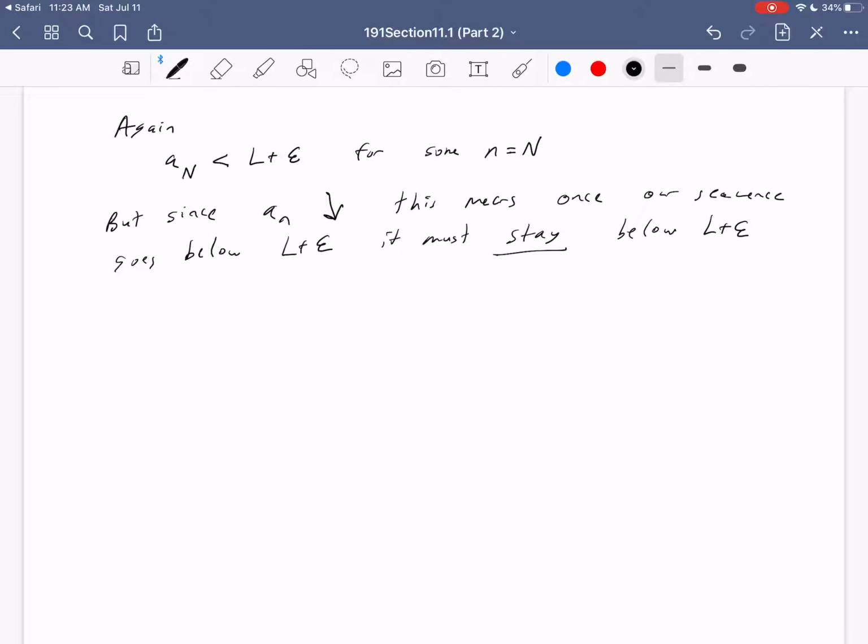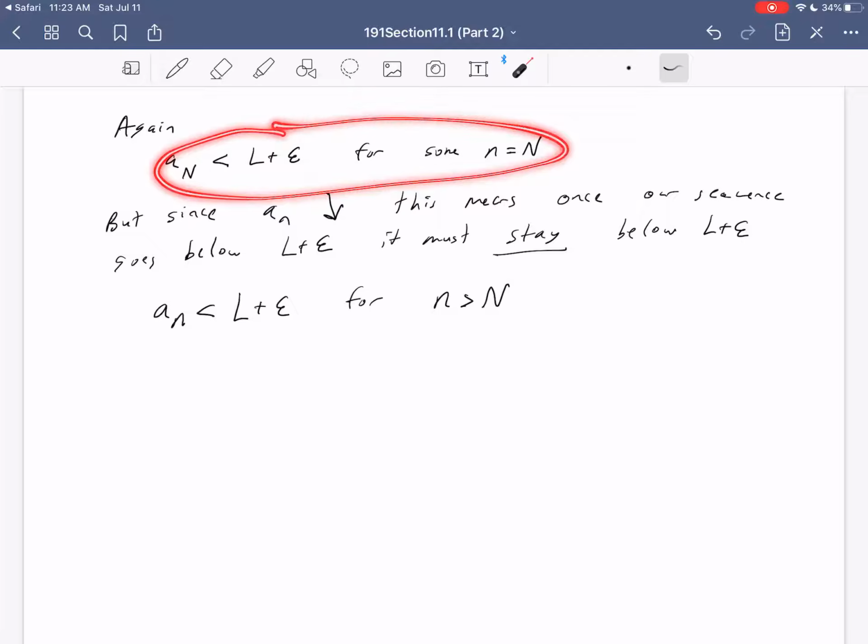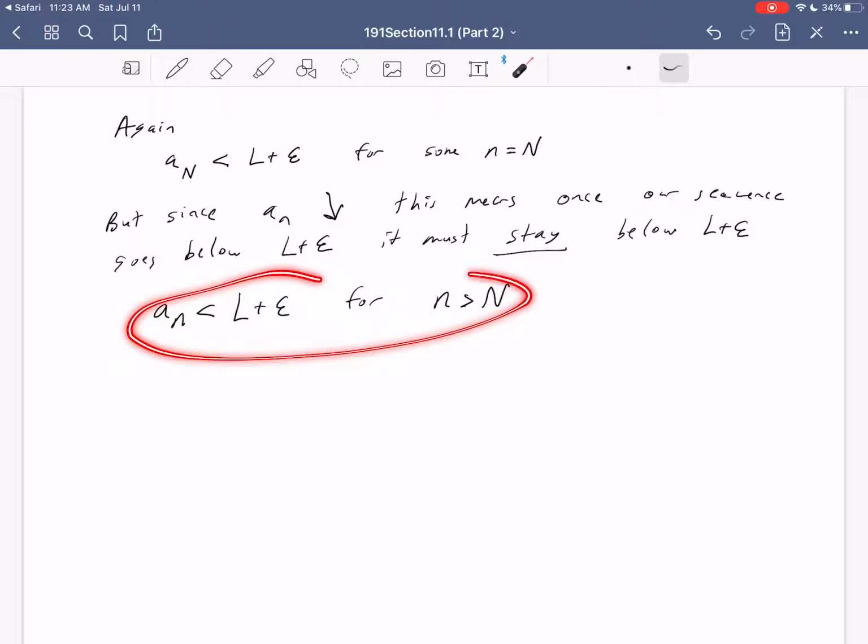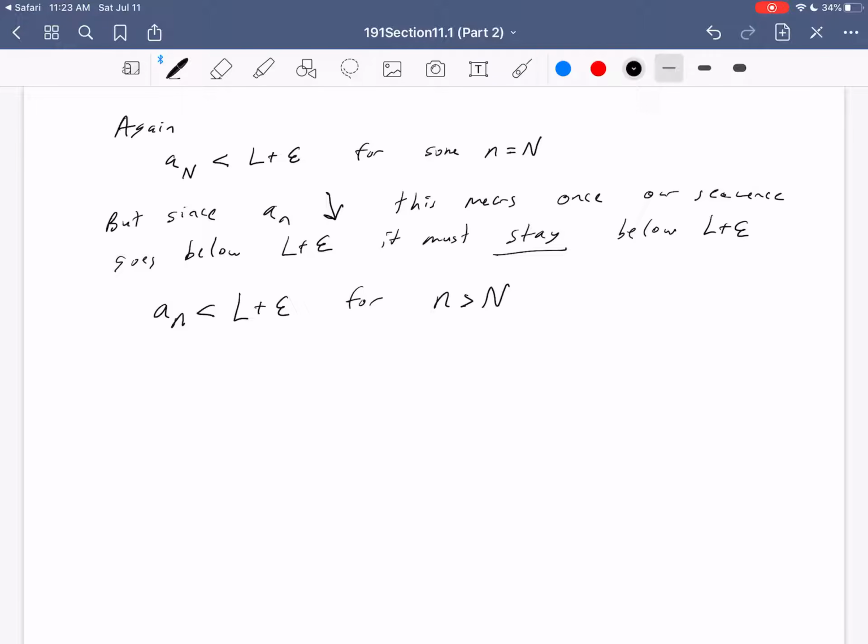So what this means is that instead of saying that a sub capital N is less than L plus epsilon, we can actually say a sub n is less than L plus epsilon for n greater than capital N. In other words, instead of saying that it happens just at one single moment, we can say that it happens at that moment and beyond. So I guess we can actually put a little equals there. So we can say that a sub n is less than L plus epsilon for n greater than or equal to N.